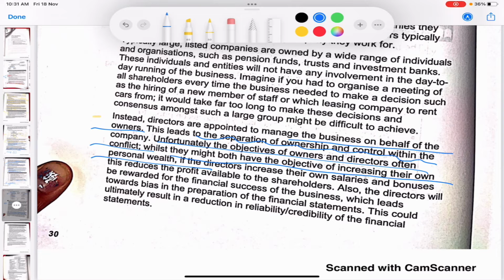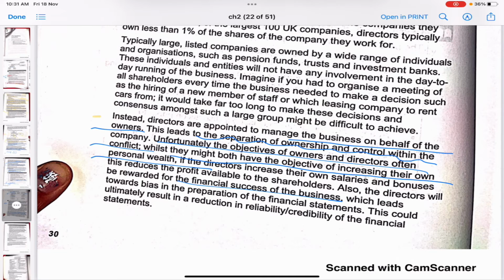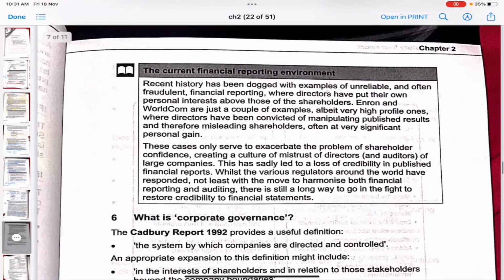If the directors increase their own salaries and bonuses, this will reduce the profits which are available for the shareholders, right? So the directors will be rewarded for the financial success of the business. Then this would lead to a bias in the preparation of the financial statements. So this could ultimately result in reduction in reliability and credibility of the financial statements.